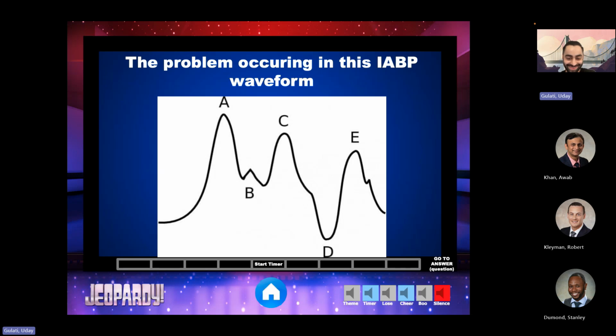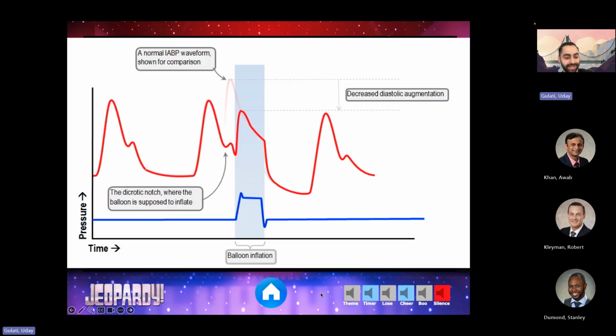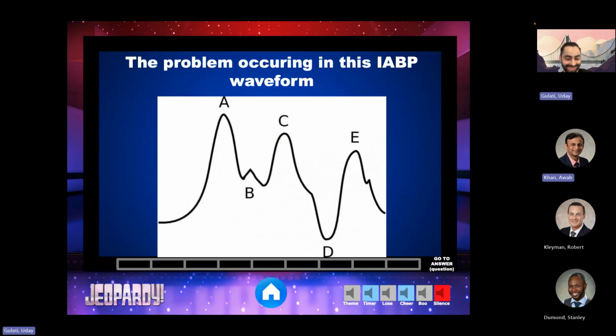Yeah, correct, man. Right, so the balloon pump inflation is occurring a bit too late. And so why is that, right? Do you want to try and explain it? Now you got it, man.